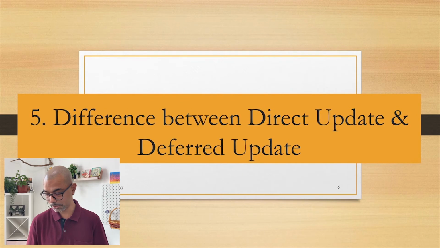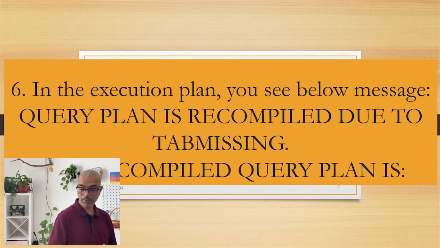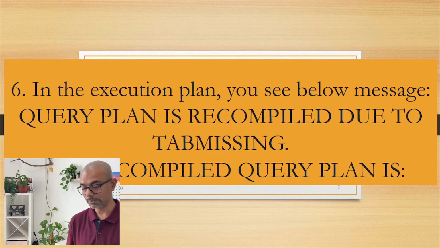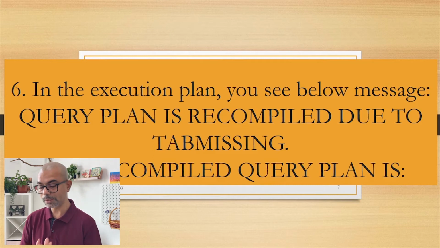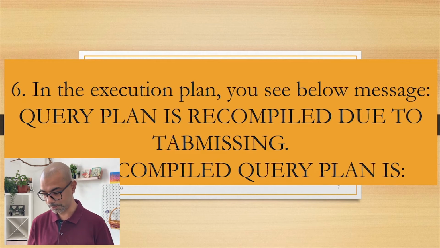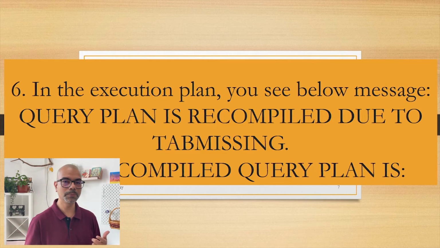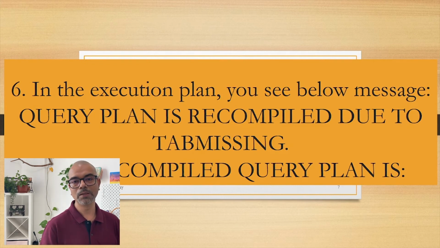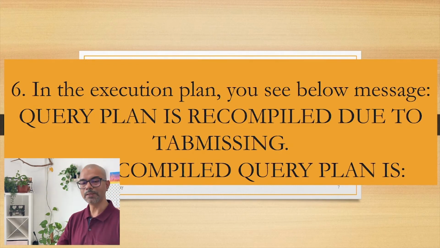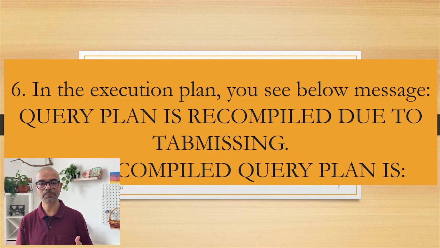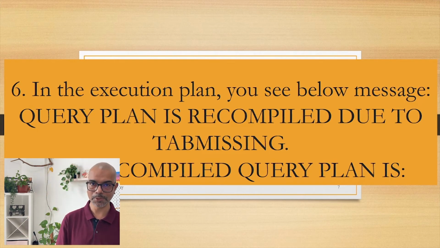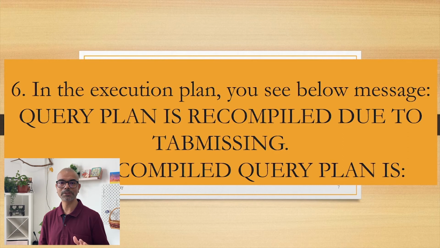Five questions done. Now let's go to the next question. In the execution plan, suppose you see this message below. It says the query plan is recompiled due to tab missing. The recompiled query plan is, and then it gives you details of your plan. What is the meaning of this? You may not see this quite often, but once in a while, when you are working on improving the performance of a query while it is being used by other applications or a development environment, you might see it. In production the chance of that is less, but it's not that it cannot happen. It can very much happen.